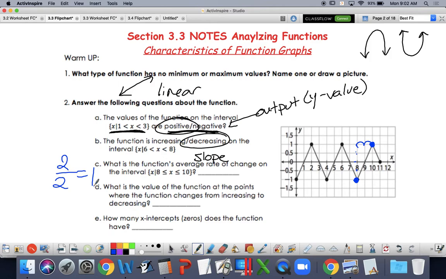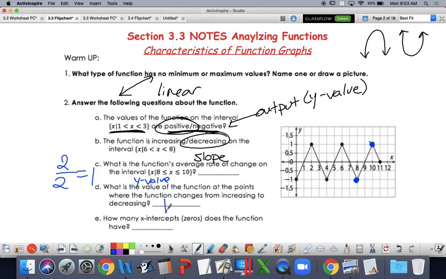So really, regardless of whether it's a line or not, you're just counting your rise over your run when it says rate of change. What is the value of the function at the points where the function changes from increasing to decreasing? So when it says what is the value, it means what is the y value. So as I go from increasing to decreasing, when do I know to bounce down? At 1.